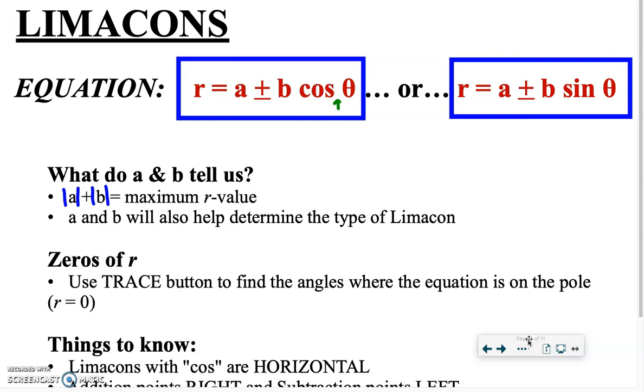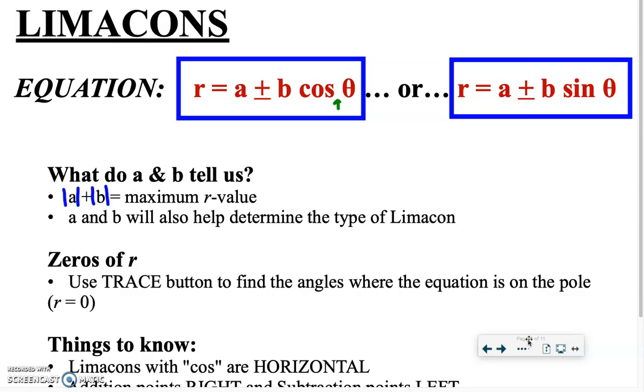That's going to tell us the furthest distance from the pole that we're going to go. Also, A and B, we're going to create a ratio. That's going to tell us which type of limacon we have. Like I said, we have 4 types. We have the limacon with the inner loop, the cardioid, the dimpled, and then the convex. Depending on what A over B gives us, that's going to dictate which of the 4 types we have.